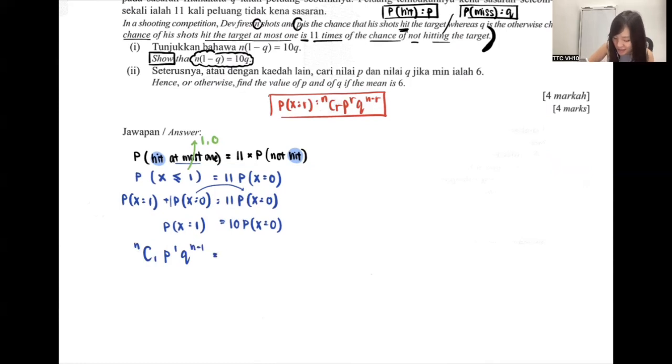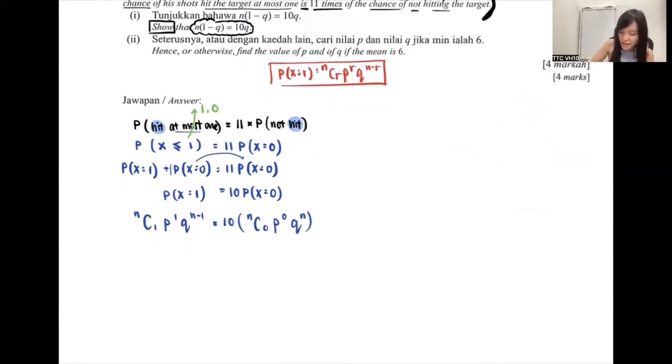Don't make mistake, 10. For this one, nC0. Probability success, power 0. Probability failure, power n minus 0 is n. Okay? nC1 is what, my dear? It's something fixed one, okay? I know you cannot press nC1. You can try, like 5C1, 5. 10C1, 10. Then nC1, n. Easy, right? p is p, q is q. Power n minus 1.